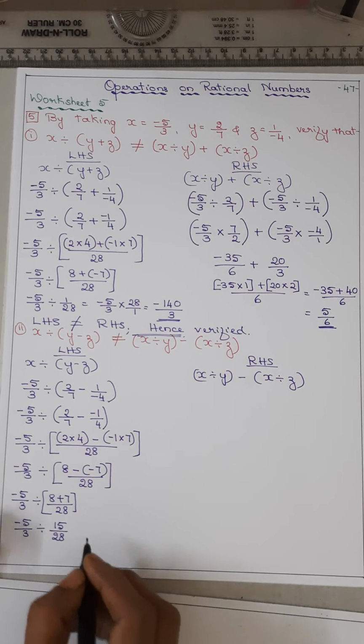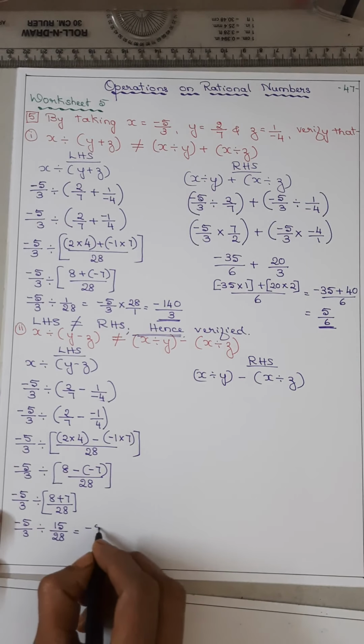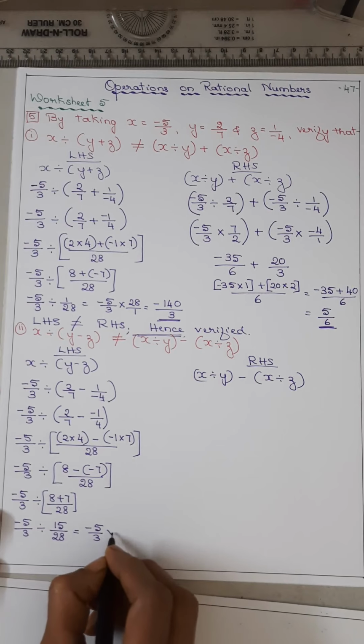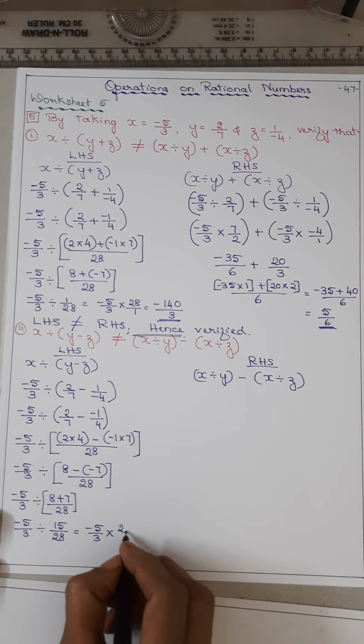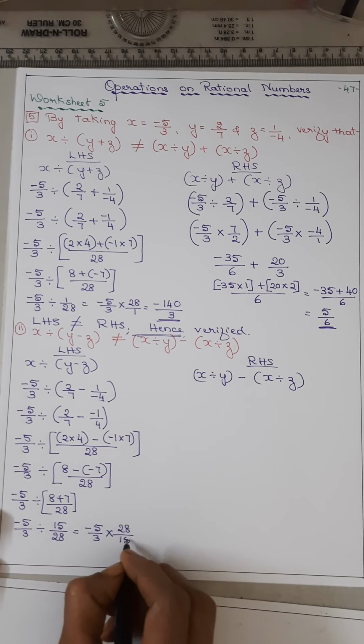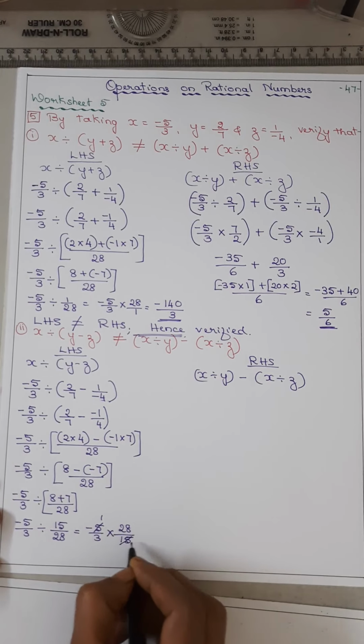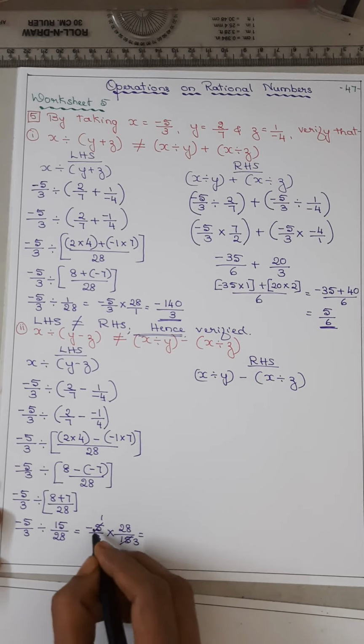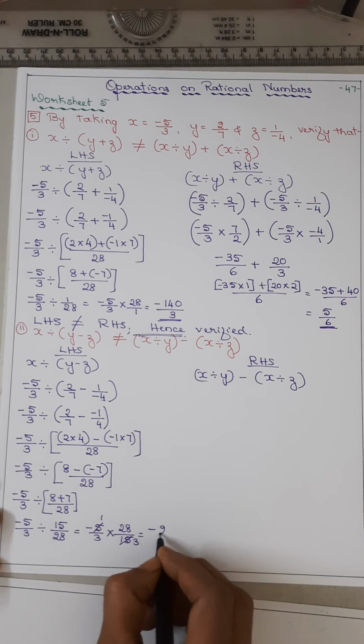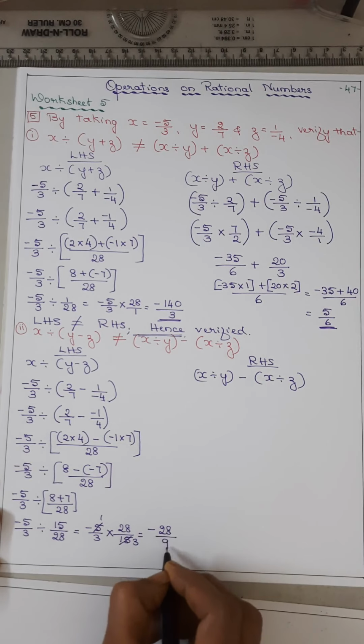It is minus 5 by 3 divided by 15 by 28. That means division means minus 5 by 3, division becomes multiplication, 28 by 15. Reciprocal, 5 ones are 5, 3 threes are. So minus plus minus, 28 upon 3 threes are 9.